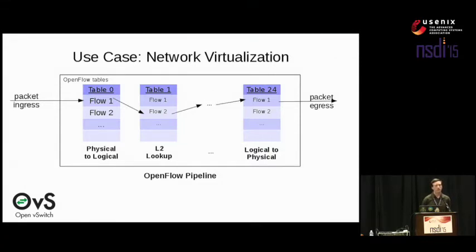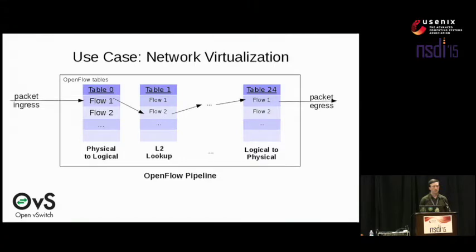You can use it to implement logical networks that have logical switches and logical routers. And the VMware network virtualization controllers, NVP and now NSX, implement these logical networks as OpenFlow pipelines in Open vSwitch. So you can see here a conception of how it works.